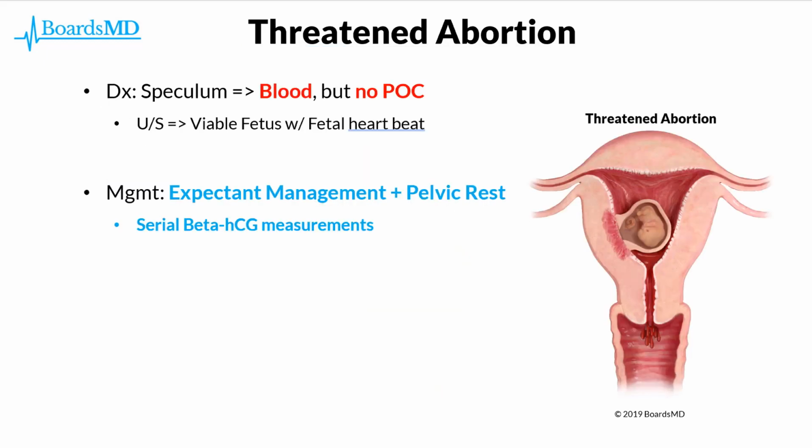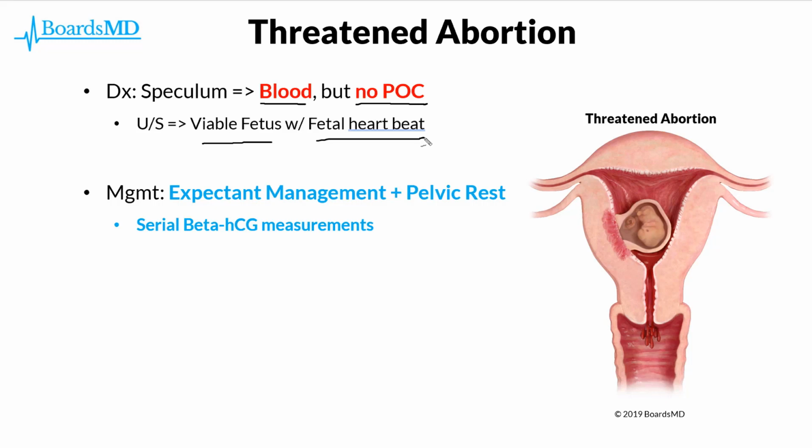As we said previously, on physical exam, when we perform our speculum examination, there will be bleeding present in the vaginal canal. However, there will be no products of conception in the vaginal canal. Classically, on ultrasound in these patients, we will actually be able to see a viable fetus with a fetal heartbeat, and this is consistent with a threatened abortion, which will not necessarily result in an actual full-blown abortion.